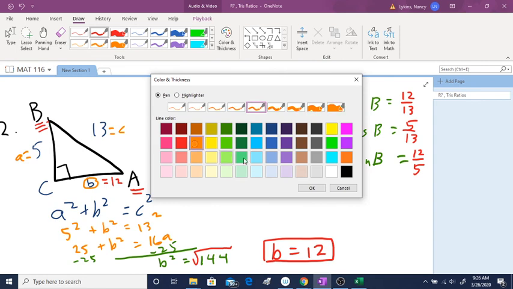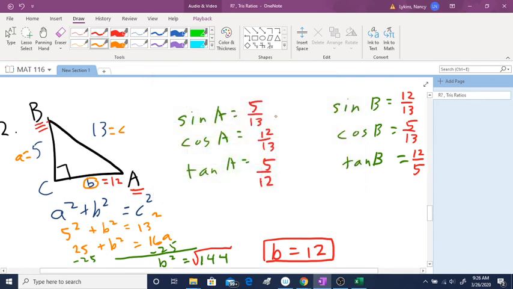Now let's do just a little simple check. Take a look at this right here. Cosine of A and sine of B are the same, they're 5 over 13. Cosine of B and sine of A are the same, and that ratio is 12 over 13. And then notice my tangent of A, if you flip the fraction or take the reciprocal, it gives you 12 over 5, which is the tangent of B.